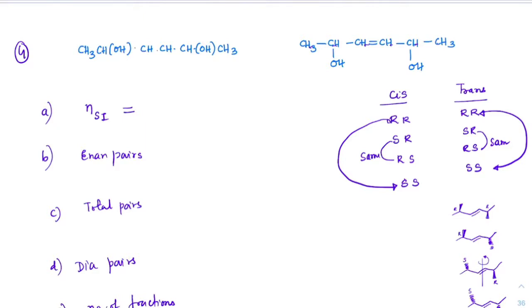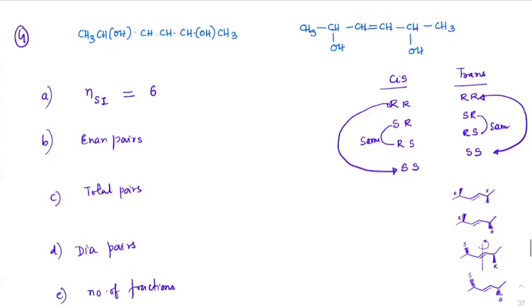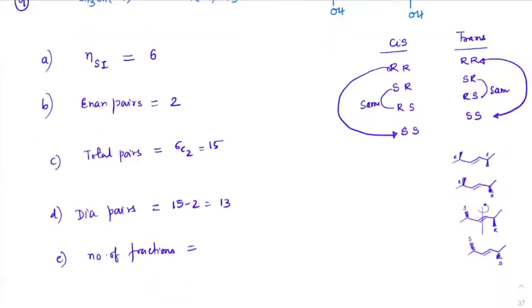Wait. Number of stereoisomers, how many? 6 we got. Enantiomeric pairs, how many we got? We got only 2. Diastereomers, how many? 4. Fractions?